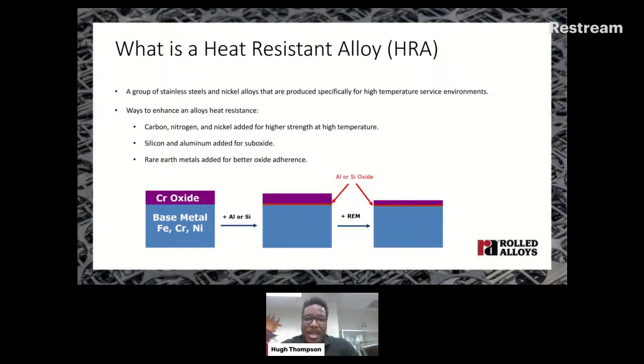So what is a heat-resistant alloy? A heat-resistant alloy is any group of stainless steels or nickel alloys that are produced specifically for high-temperature service environments. These alloys are going to require at minimum 12% chromium to form a chromium oxide layer. These materials are further enhanced by the additions of carbon, nitrogen, as well as nickel for higher strength at temperature. Silicon and aluminum are also added to the microstructure to create a suboxide layer below that of the chromium oxide layer. Rare earth metals are also added for better oxide adherence.